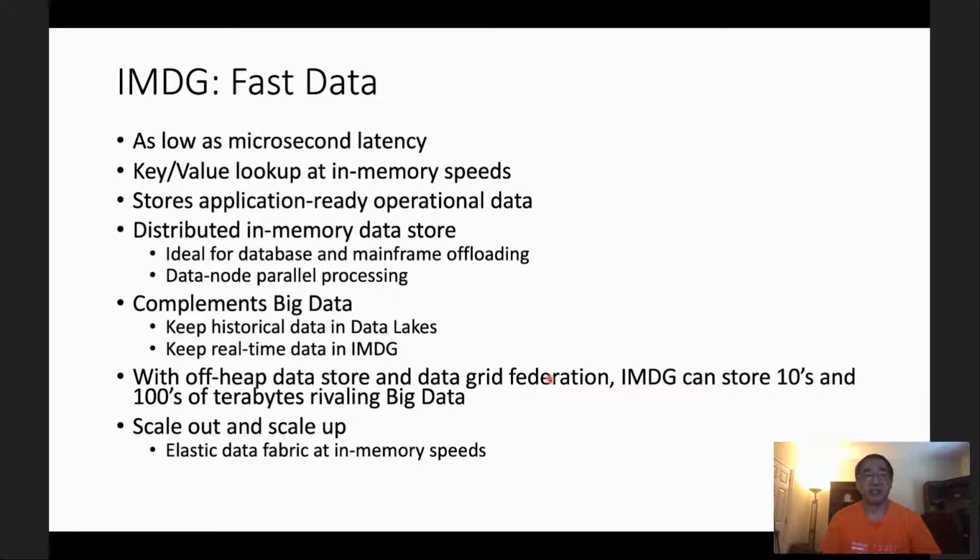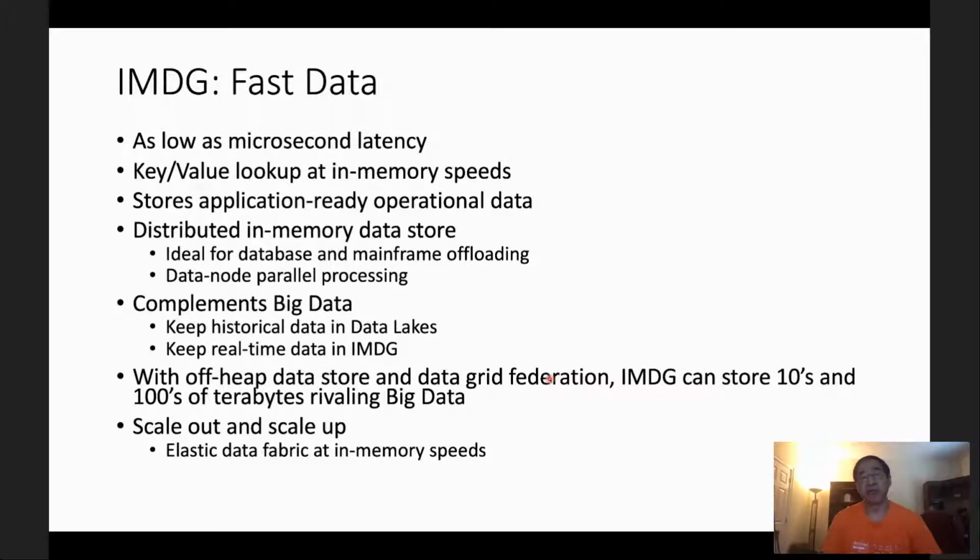The term fast data is being used quite a bit for IMDG because it gives you microsecond latency, and it is NoSQL, key-value pair lookup speeds, in-memory speeds rather. And also we tend to store operational data as opposed to the raw data. So data itself is readily available that you can consume from your applications. So there's no transformation on it whatsoever that you need to carry out. And that's where you're going to save a lot of performance and latency and so forth.